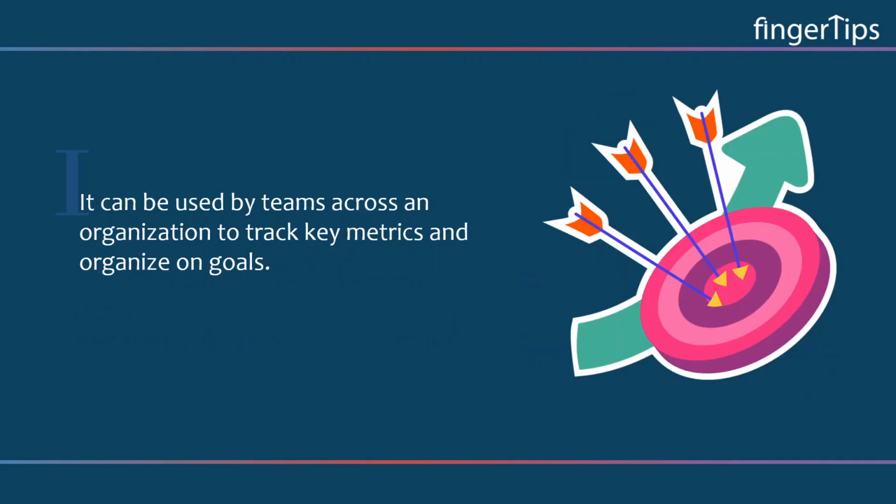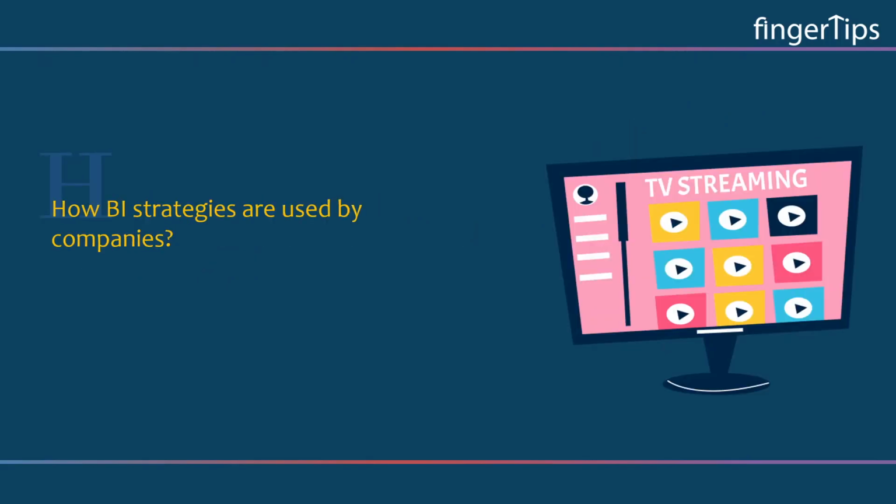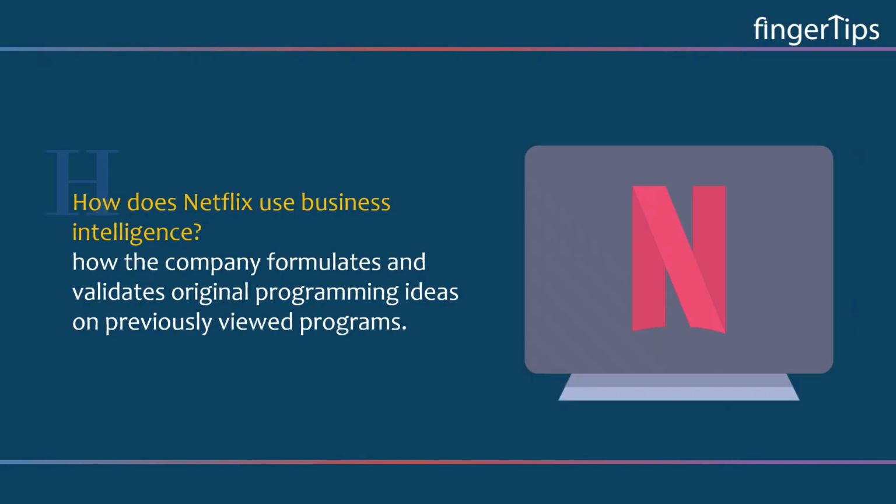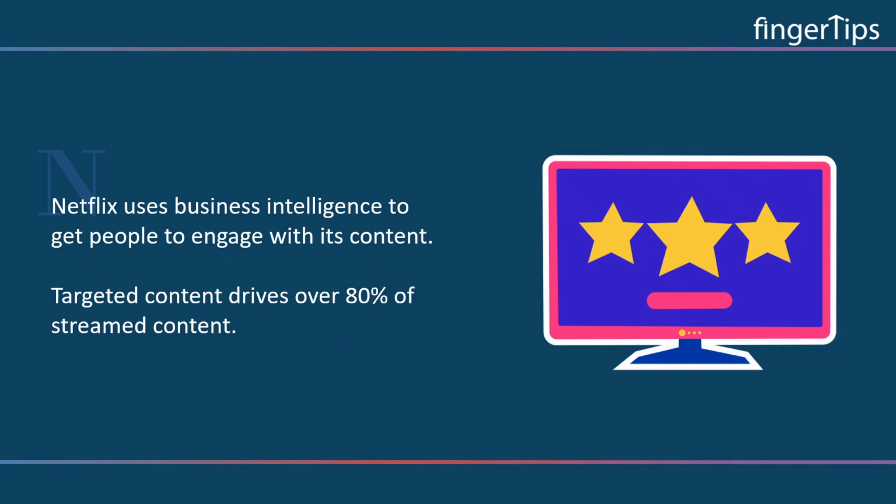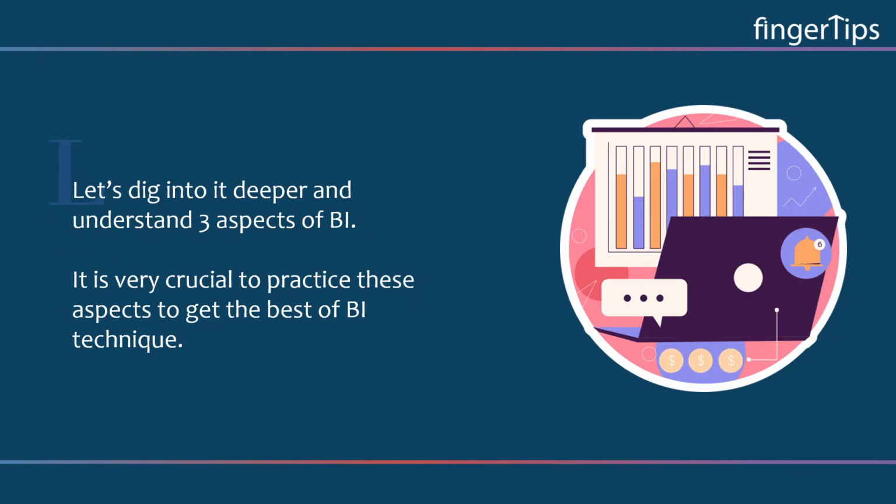For easy understanding, let's see how Netflix uses business intelligence. As you all know, Netflix uses data in multiple ways. One example that you are aware of is how the company formulates and validates original programming ideas based on previously viewed programs. Netflix also uses business intelligence to get people to engage with its content. The service is so good at targeted content promotion that its recommendation system drives over 80% of streamed content, thanks to BI. However, the success of BI highly depends on three aspects.